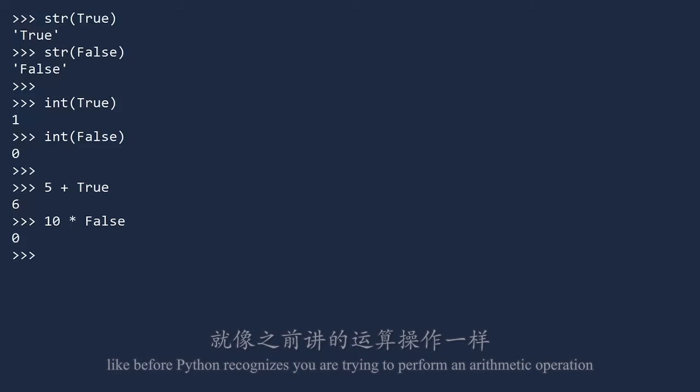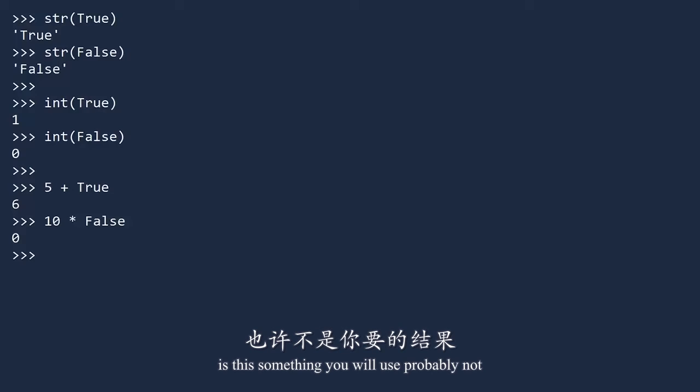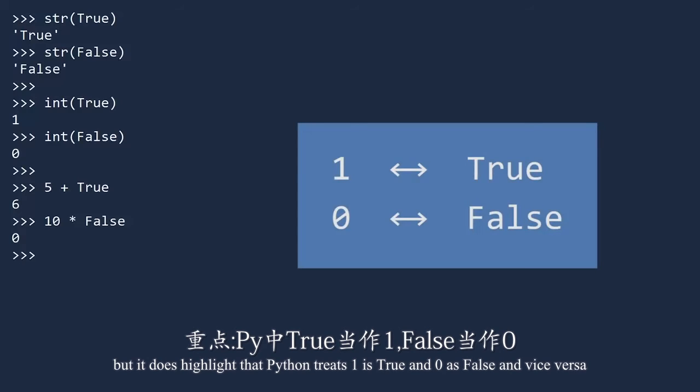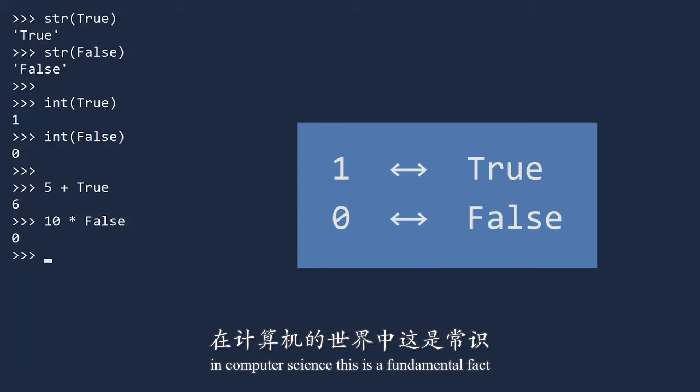0. Like before, Python recognizes you are trying to perform an arithmetic operation, so it converts False to the number 0, then multiplies. Is this something you will use? Probably not. But it does highlight that Python treats 1 as True and 0 as False, and vice versa. In computer science, this is a fundamental fact.